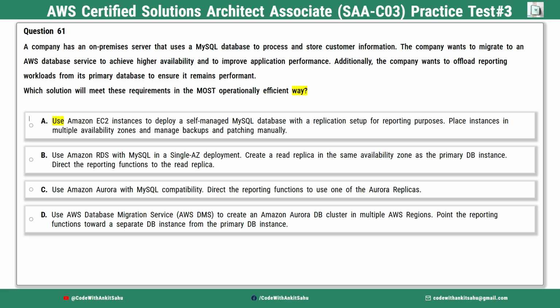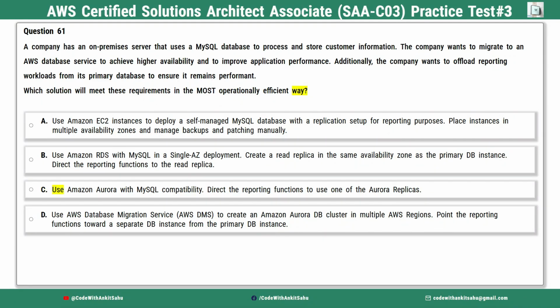Option A. Use Amazon EC2 instances to deploy a self-managed MySQL database with a replication setup for reporting purposes. Place instances in multiple Availability Zones and manage backups and patching manually. Option B. Use Amazon RDS with MySQL in a single AZ deployment. Create a read replica in the same Availability Zone as the primary DB instance. Direct the reporting functions to the read replica.